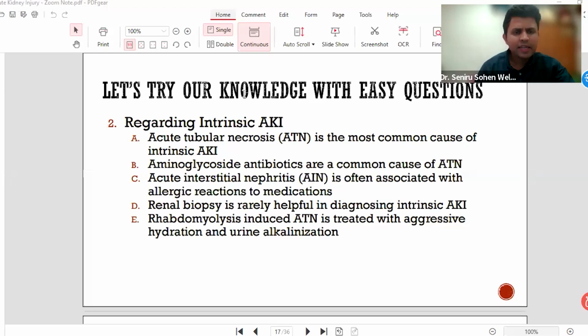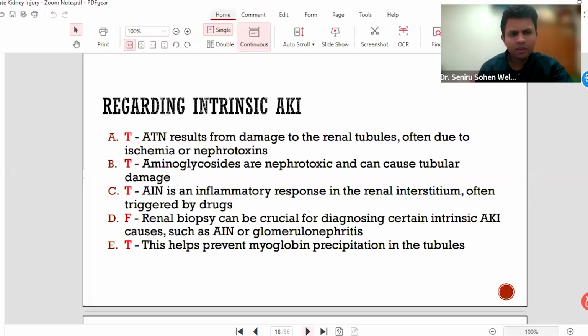Regarding intrinsic AKI, ATN is the most common cause of intrinsic AKI. Yes, it is the most common cause. It results from damage to the renal tubules, often due to ischemia or nephrotoxins. Aminoglycoside antibiotics are a common cause of ATN. True, aminoglycoside antibiotics are nephrotoxic. Other antibiotics include vancomycin and things like piperacillin-tazobactam. They are nephrotoxic and can cause tubular damage.